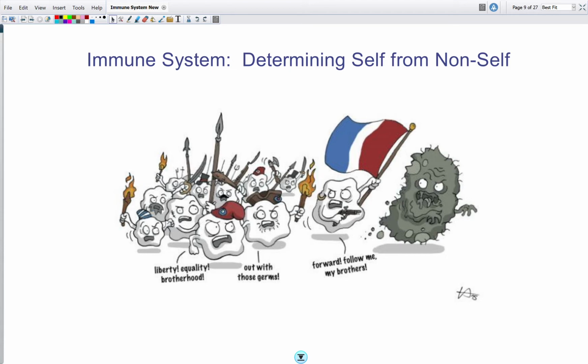Welcome back to AP Bio Immune System Part 2. And we're going to pick up where we left off and discuss how those phagocytes that engulf and digest an antigen use that antigen to identify what kind of antigen it really is and how the immune system determines what to do next, how to mount a response.